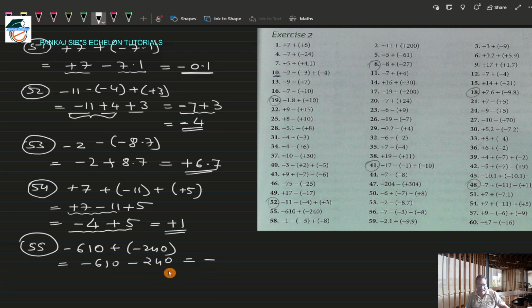And what I'll do is we'll have to add these two numbers. So 610 and 240 will make it 600 and 200 is 800, and 40 and 10 is 50. So it will be 850. So the answer is minus 850.